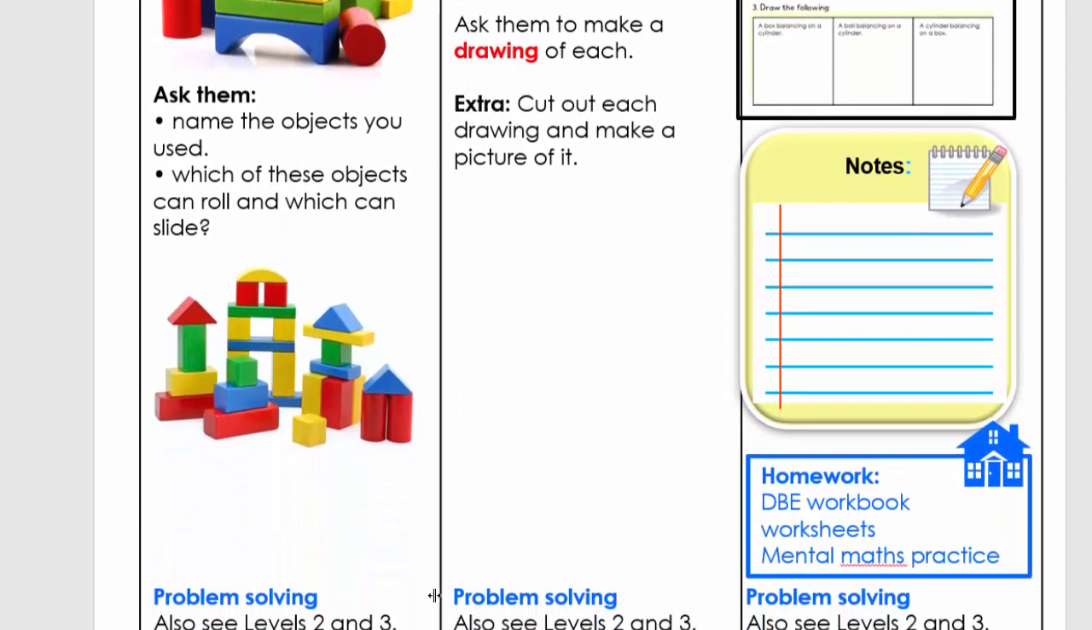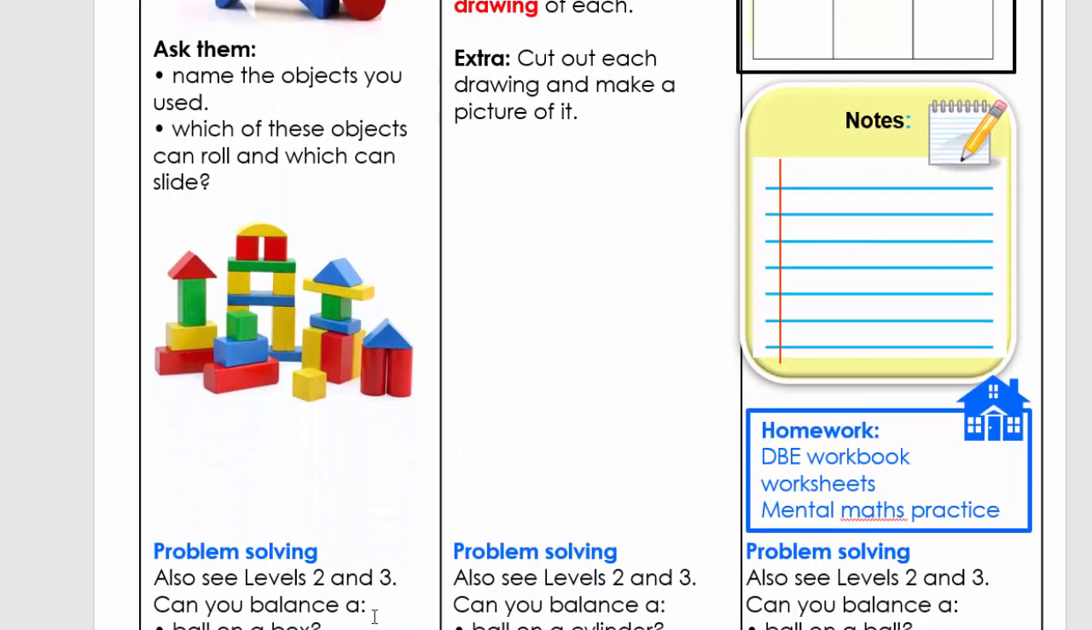After we have done this, we can solve the problem. Can a ball balance on a box? Can a box balance on a cylinder? Or can a cylinder balance on a ball? Remember, always try to do it physically. And then after that, you can just ask the child questions and they can see if they can visualize these things.